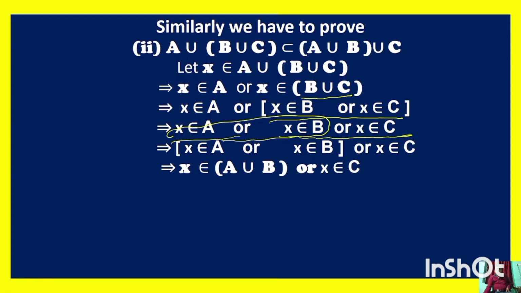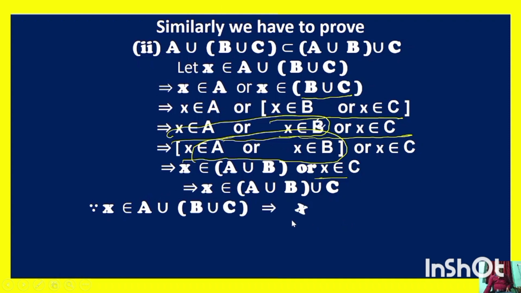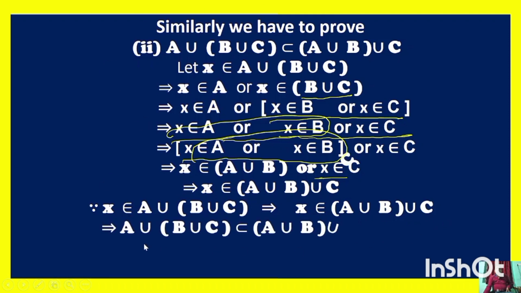It means X belongs to A union B. X belongs to A or X belongs to B, it means X belongs to A union B or X belongs to C. Thus we get X belongs to (A union B) union C. Thus X belongs to A union (B union C). Since X belongs to A union (B union C) and also X is an element of (A union B) union C, from both the cases it is clearly understood that A union (B union C) is a subset of (A union B) union C.